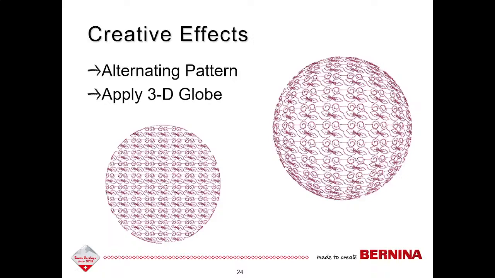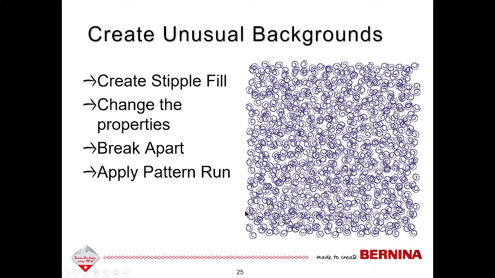We have alternating pattern, where the patterns alternate. And then you can apply a 3D globe effect to that. You can also create some unusual backgrounds. So this one was created by making a stipple-filled square. She changed some of the properties. She broke it apart so it didn't see it as a stipple fill anymore. It just saw it as a line going around. And then she applied this pattern run.